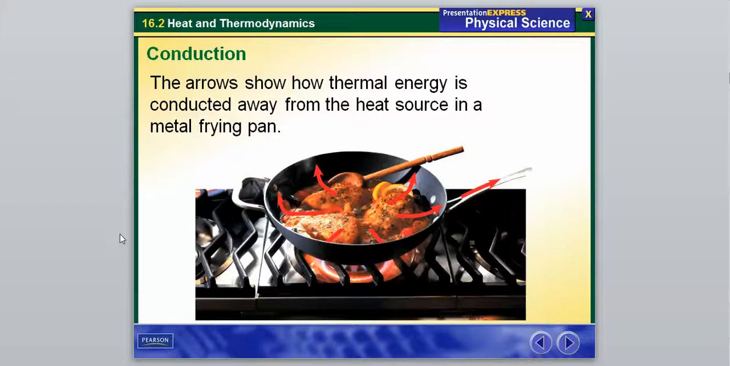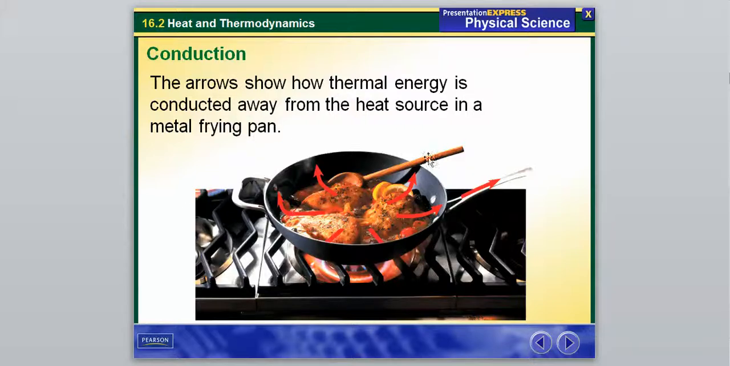And the arrows here show how thermal energy is conducted away from the heat source in a metal frying pan. So again, the heat source is right here. The heat is touching the metal pan, so the thermal energy is moving through the pan and then moving away. It's moving up the sides, moving through the chicken, moving up the sides, and eventually it will move up the handle.